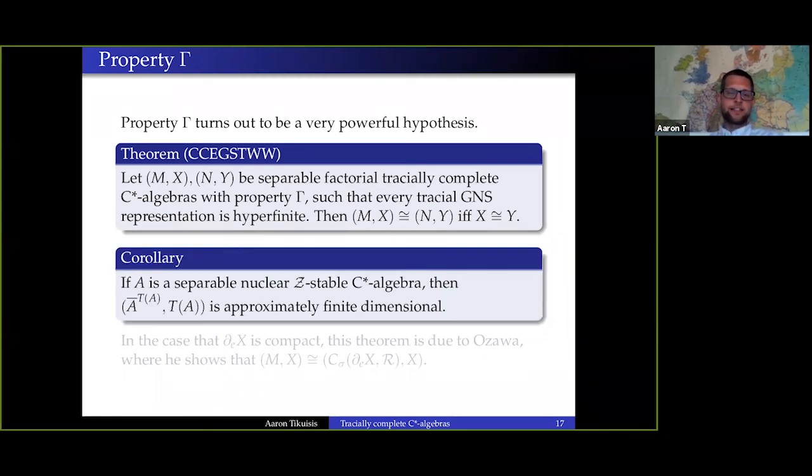Okay, a corollary of this is that if we have a separable nuclear Z-stable C-star algebra, so the Z stability gives us the property gamma and the nuclearity gives us this hyperfinite condition, then the completion we get from that is approximately finite dimensional. Or another way of saying that is it's isomorphic to a completion of an approximately finite dimensional C-star algebra. Okay. This result is a generalization of the Bauer case, which is due to Ozawa, and there he does it more explicitly and shows that you get a trivial W-star bundle automatically.